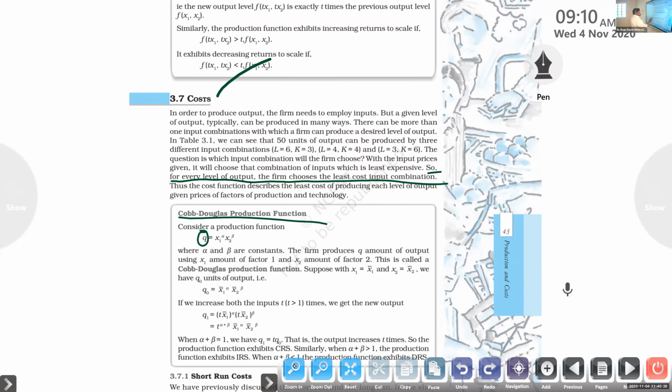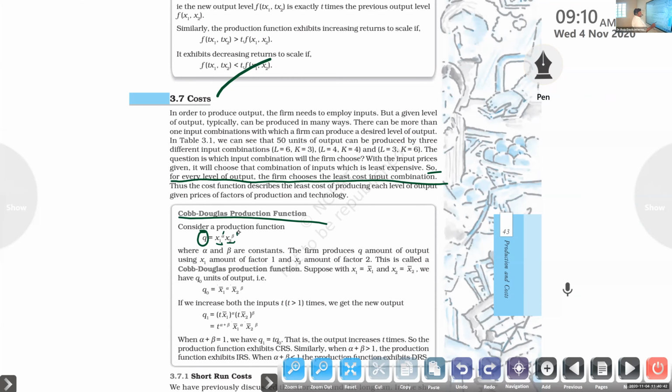By using x1 amount of factor 1 and x2 amount of factor 2, with exponents alpha and beta, this is called a Cobb-Douglas production. So this method is basically called a Cobb-Douglas production.